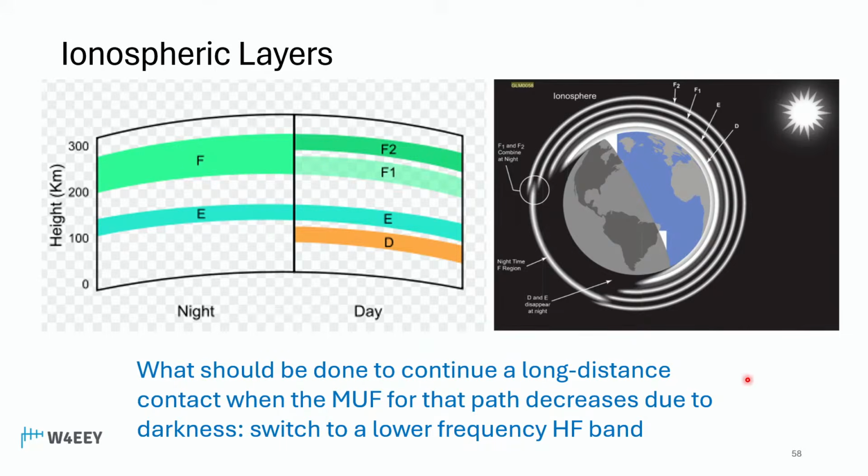So what should be done to continue a long distance contact? You're talking to somebody and it's getting weaker and weaker and weaker. The path decreases due to darkness, so try a lower frequency HF band. That's a way to do it.